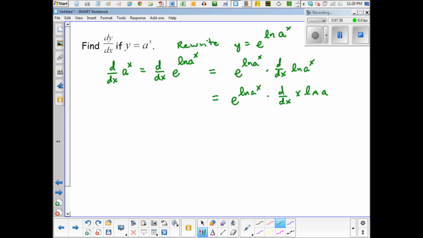Okay, and the ln a is a constant. So we have e to the ln a to the x times ln a times dx dx, which is just 1. So this ends up being e to the ln a to the x times ln a times 1, and now we can undo what we did earlier, or remove those, not the entire thing, but just the e to the ln. In other words, this is a to the x times ln a.